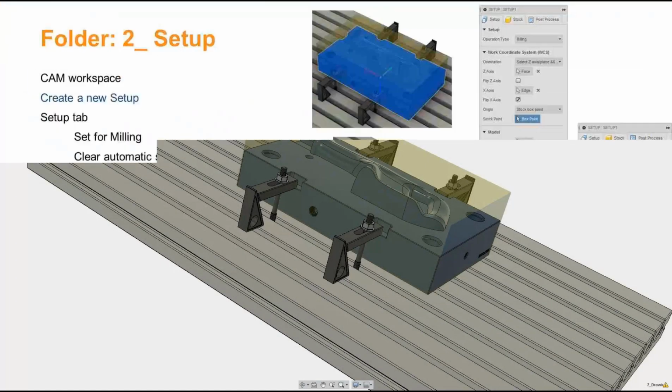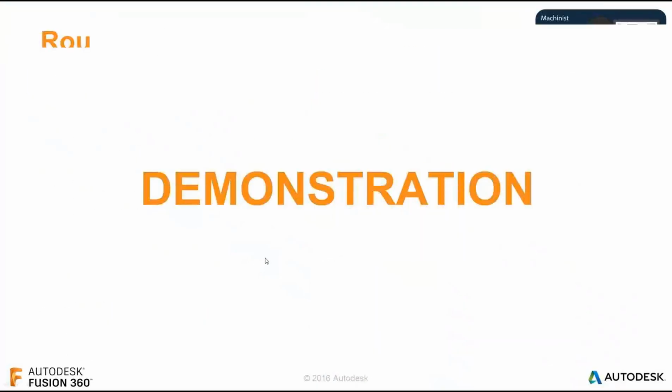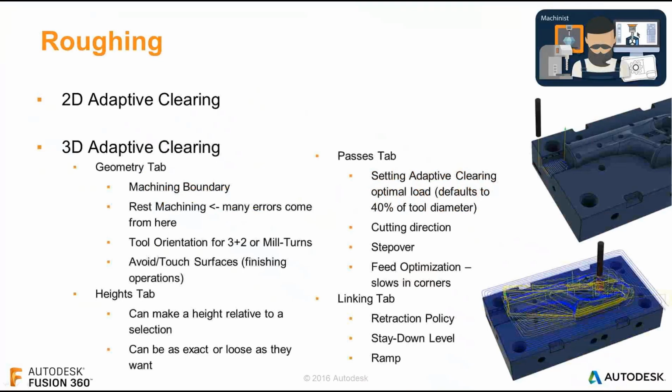So now I've got my setup. The next thing I'm going to do is some roughing out. So let's have a look at the process of doing some roughing. It can also be referred to as adaptive clearing. There are two types of adaptive clearing we are going to look at: 2D adaptive clearing and 3D adaptive clearing.